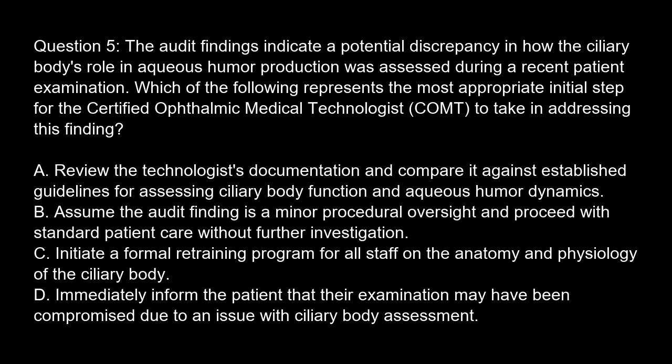Option A. Review the technologist's documentation and compare it against established guidelines for assessing ciliary body function and aqueous humor dynamics. Option B. Assume the audit finding is a minor procedural oversight and proceed with standard patient care without further investigation. Option C. Initiate a formal retraining program for all staff on the anatomy and physiology of the ciliary body. Option D. Immediately inform the patient that their examination may have been compromised due to an issue with ciliary body assessment.